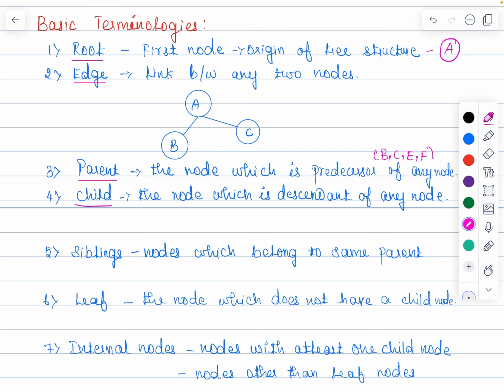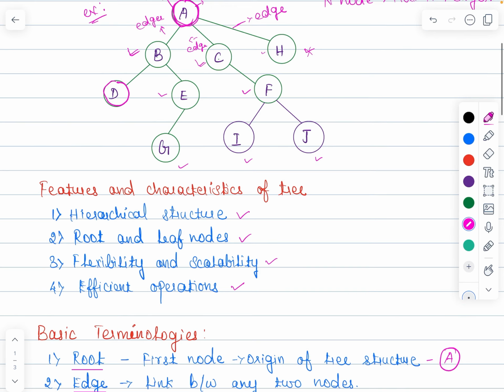The next terminology is child node. A child node is the node which is a descendant of any node. In simple words, the node which has a link from its parent node is called a child node. In a tree, any parent node can have any number of child nodes. All the nodes except the root node are child nodes.